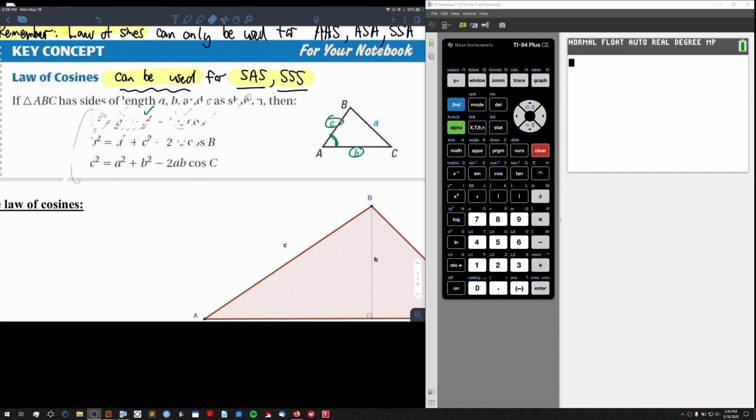If I know two sides, A and C, let's go over here. Let me erase this stuff.